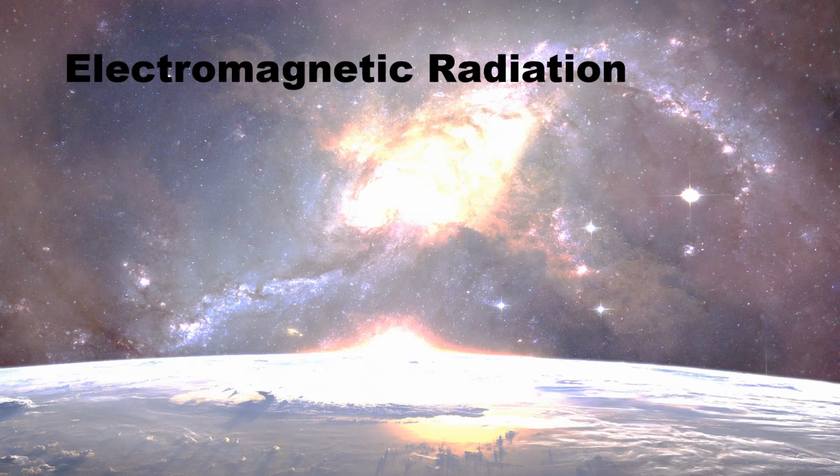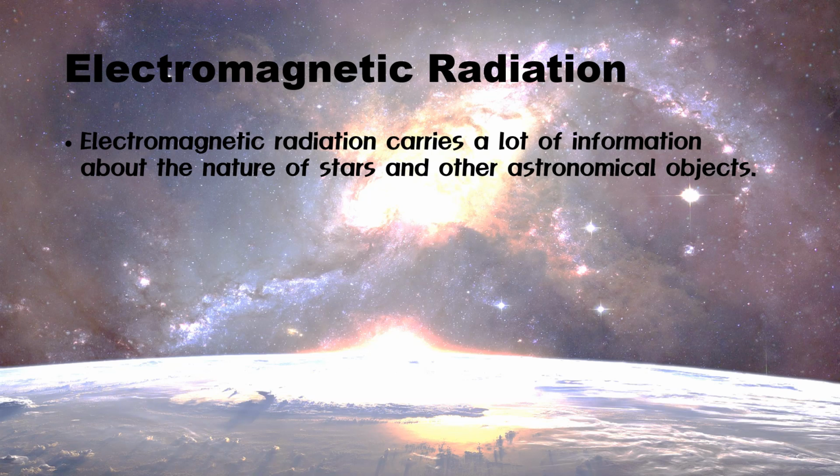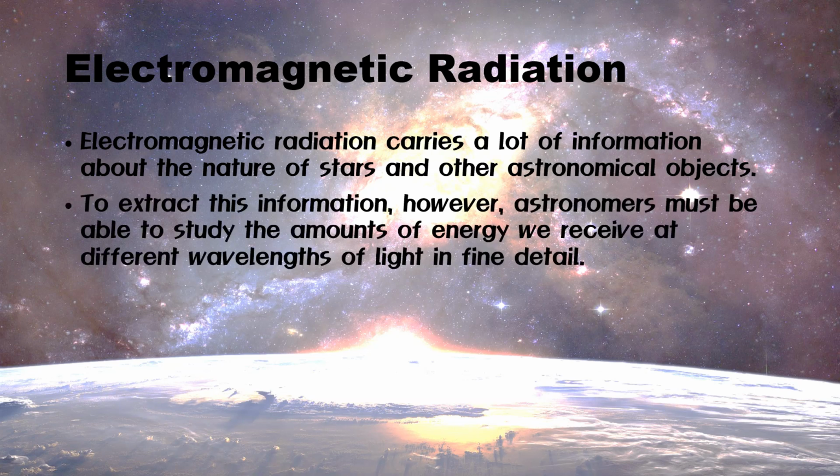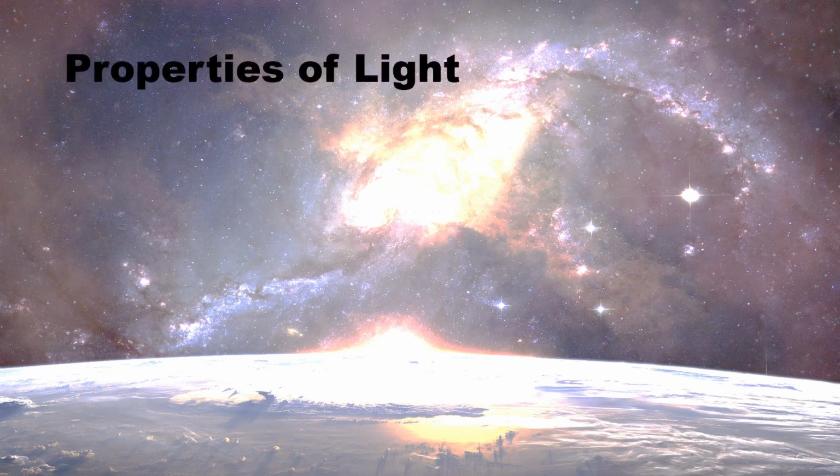So previously we had, of course, talked about electromagnetic radiation. As we might know, electromagnetic radiation carries a lot of information about the natures of stars and other astronomical objects. So if we want to extract this information, astronomers first have to be able to study the amounts of energy we receive at the different wavelengths of light in fine detail. And that means we have to really examine those properties of light.